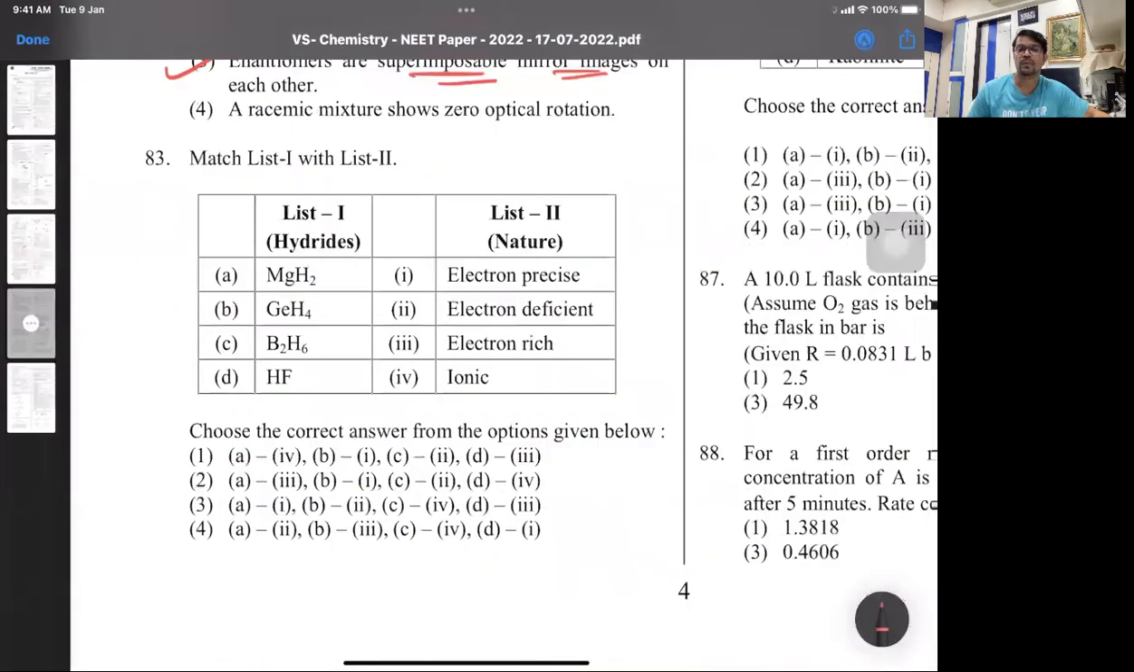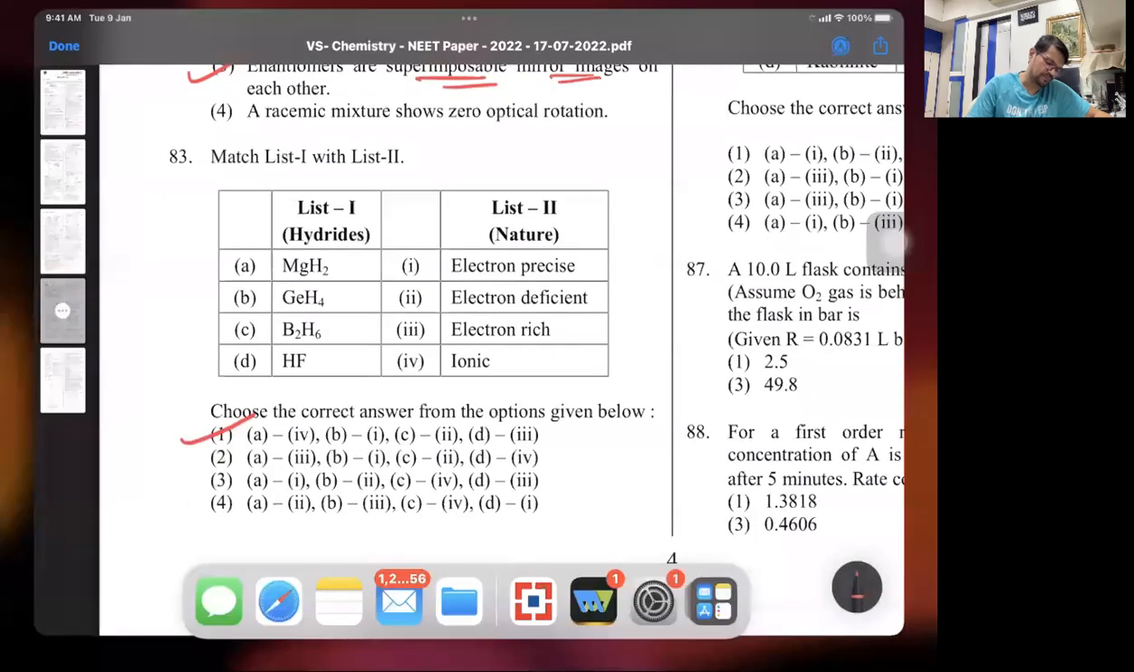83rd one, talking about the hydrides. Magnesium hydride, that's basically an ionic hydride. So the first one is 4. Then GeH4, germanium hydride, that's electron precise because that's in group 14. That is carbon, silicon, germanium, tin, lead. Then B2H6 diborane, that's electron deficient. And HF, that's electron rich. So 83 is the first one.